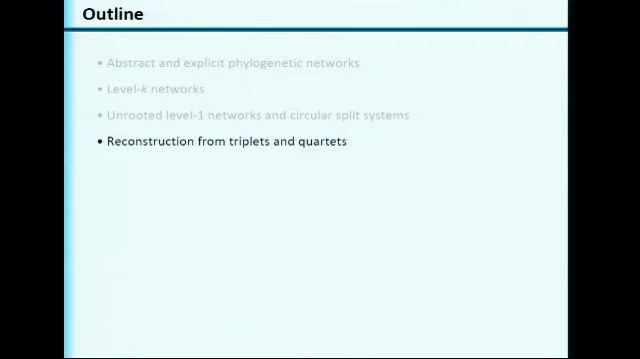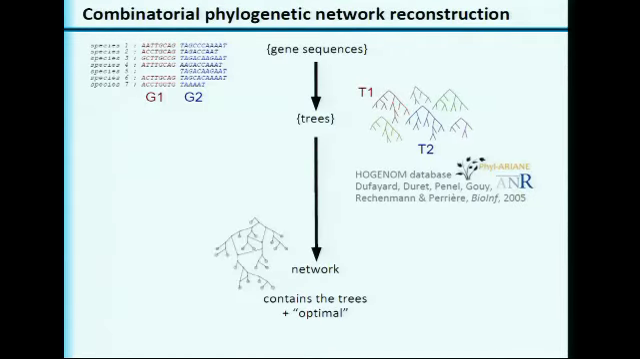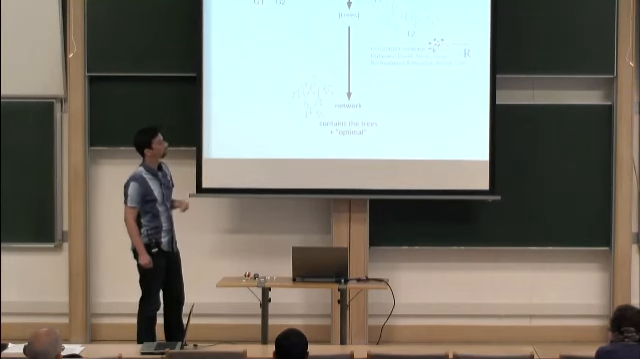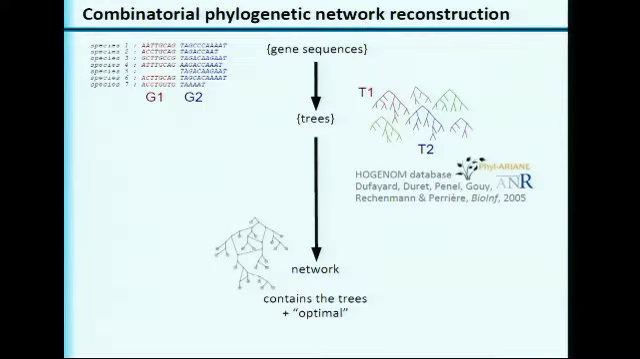So now let's go to the reconstruction from triplets and quartets. The usual framework nowadays can be this one, which is we start from the gene sequences and identify the families of homologous genes. For example, here the families G1 and G2. And then for each gene family, we reconstruct a tree.